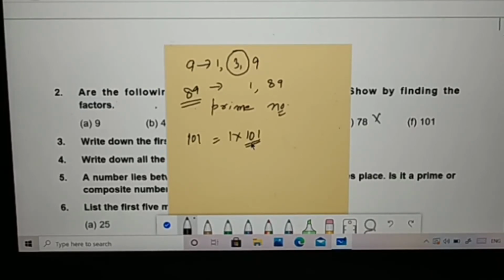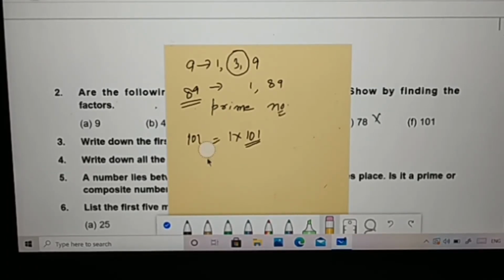You can check by 2, by 3. 3 nines are 9, so no, it is not divisible by 3. We can check 101 by 3. It is not divisible, as 3 nines are 9 and 1 and then 1, then 3 sixes is 6, 3 nines are 9. So it is not divisible by 3 also. So we can say it is not divisible by any other number. You can check by other numbers also. It is not divisible. So 101 is also a prime number.